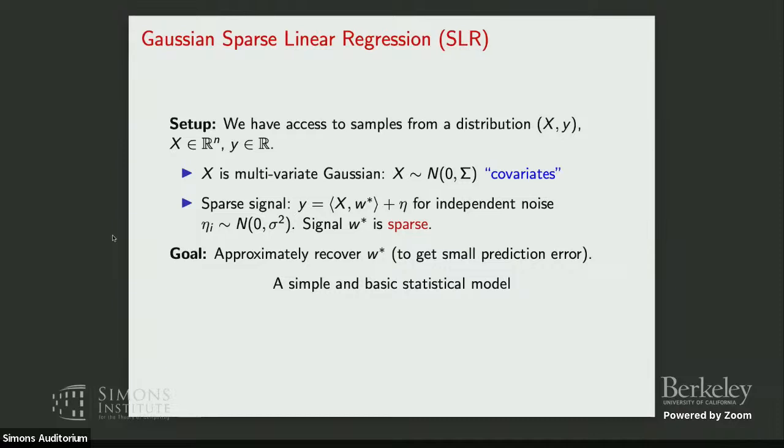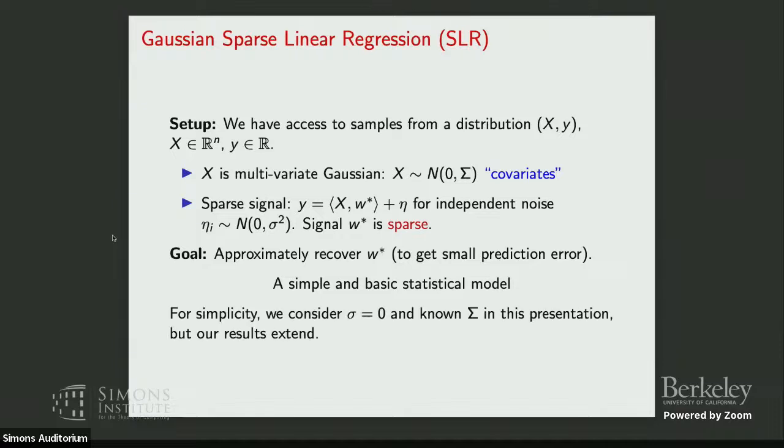Our goal is to recover, or at least approximately recover W star, depending on how much noise you have and whether or not there's noise. The goal is to get small prediction error in the right metric, in the sigma metric. It's a simple and basic statistical model. For simplicity, in the rest of the talk, I'll focus on the case where there is no noise and we're looking to recover W star exactly. Our upper bounds will generalize to the noisy setting too without much change, but let me focus on this to highlight the main ideas.